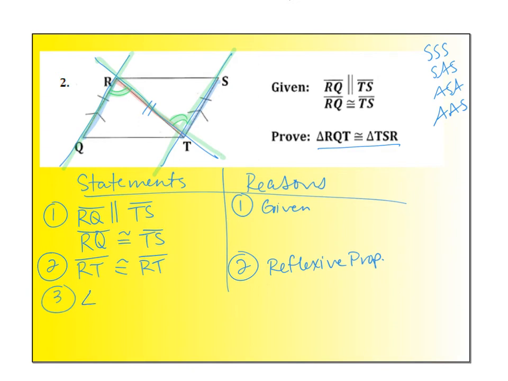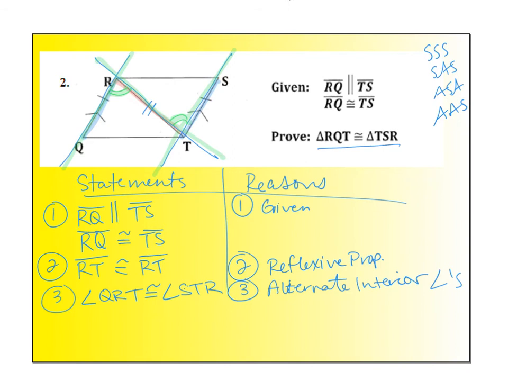So I'm going to say angle QRT has to be congruent to angle STR. And order matters. You want to list them in corresponding order. And the reason I know that they are congruent to each other is because they are alternate interior angles and the lines are parallel. But if you just want to write alternate interior angles, that's good enough for me.